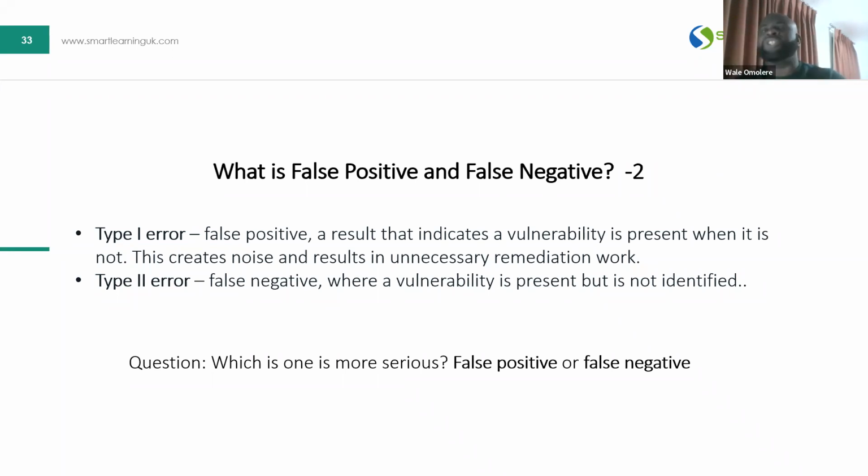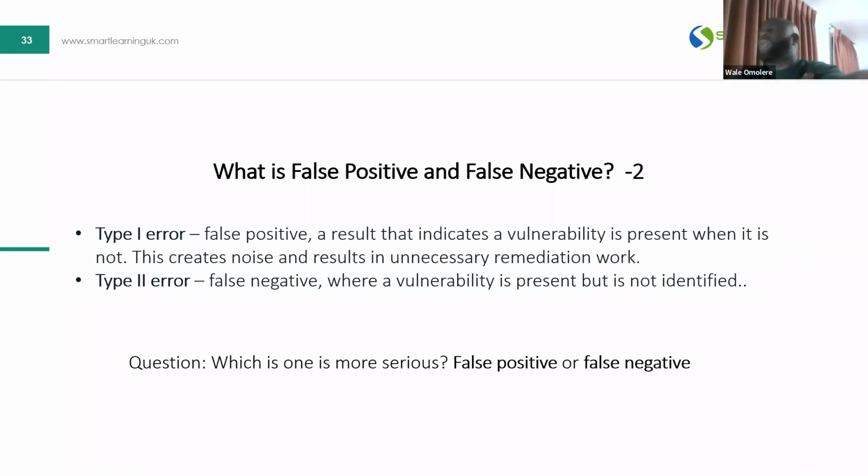But the challenge with type 1, which is the false positive, is the fact that it creates a lot of noise and results in unnecessary remediation work. You can get in an interview and they want to understand your knowledge. They will say, so false positive, what is it? And you tell them. Then of course, you don't stop there. They can say, so how do you deal with false positives in your organization?